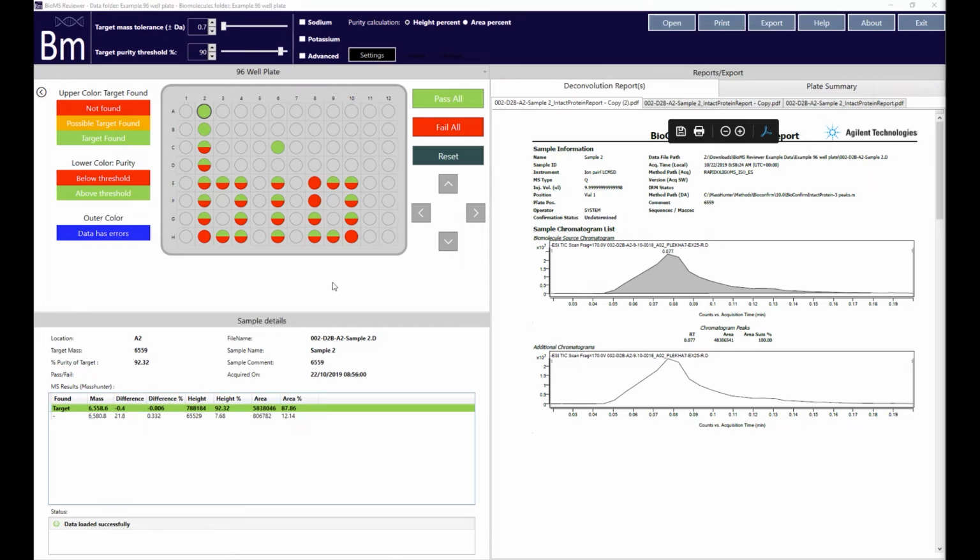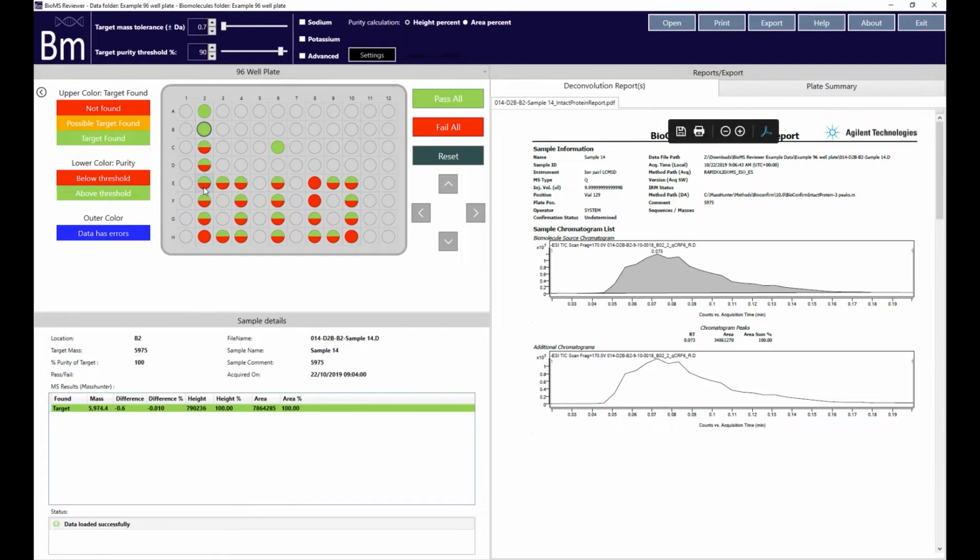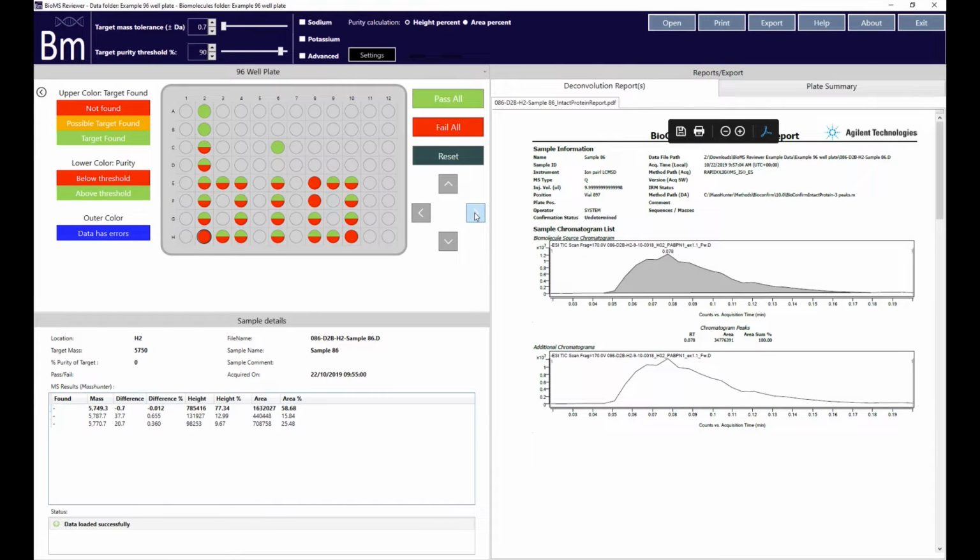Having opened your results, you can navigate your way around the sample plate by either clicking on specific wells or by using the navigation buttons to the right of the sample container. There are a number of tools available to help you to understand the quality of the data from your samples.